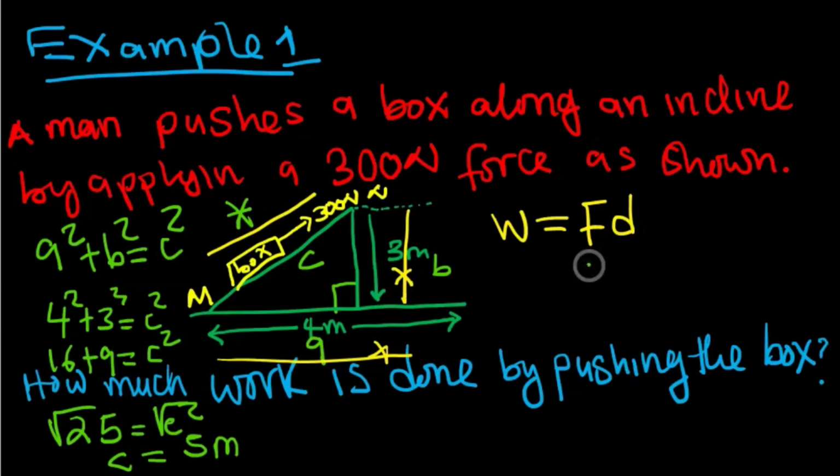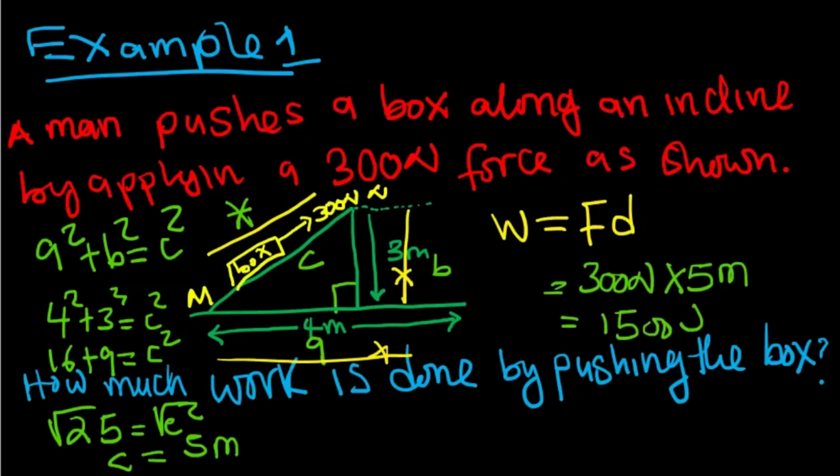So applying in the formula, we are going to have 300 Newton as a force, multiply the distance that is in the same direction with the force, the one we just calculated, which is 5 meters. If you multiply, the answer is 1,500 Joule. So this is the work done by pushing the box. Okay, so that is how you calculate the work.